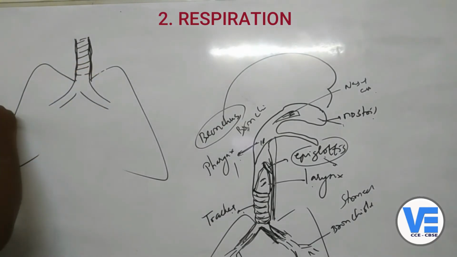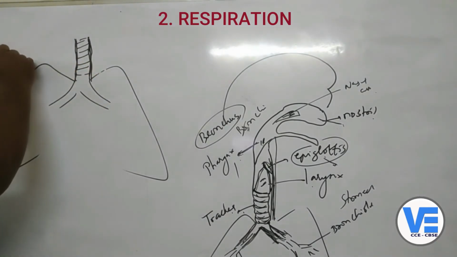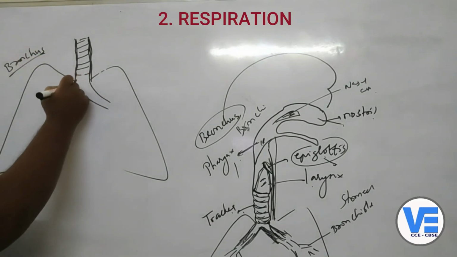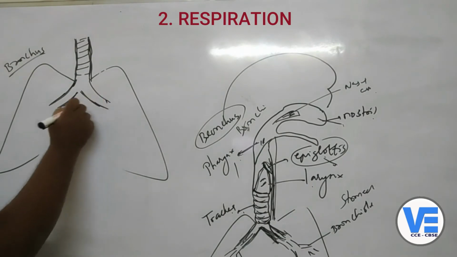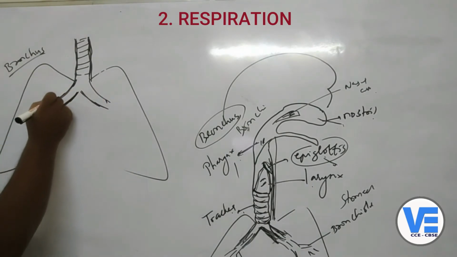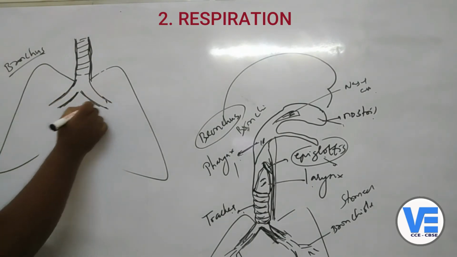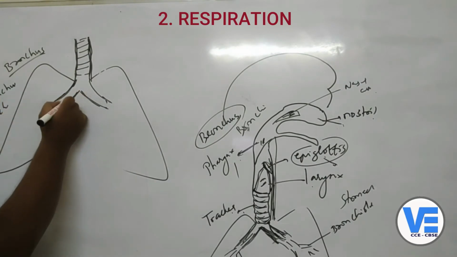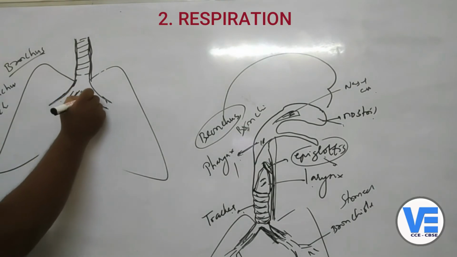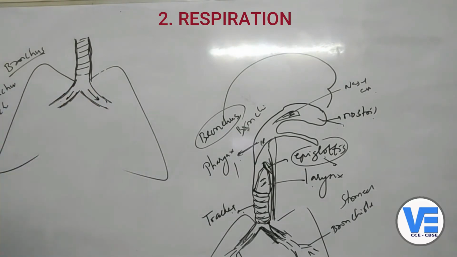Now the next part is called the bronchus. This is the bronchus, which is divided into two parts. One bronchus enters into the left lung and one enters into the right lung. Singular is bronchus and plural is bronchi. So these bronchi will take the air into the right lung and also into the left lung.